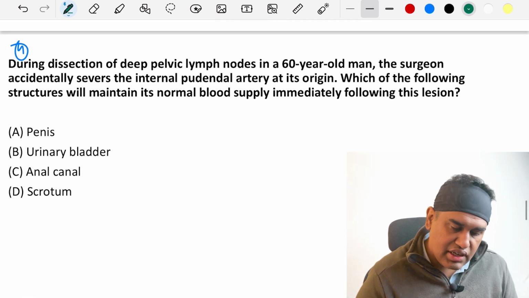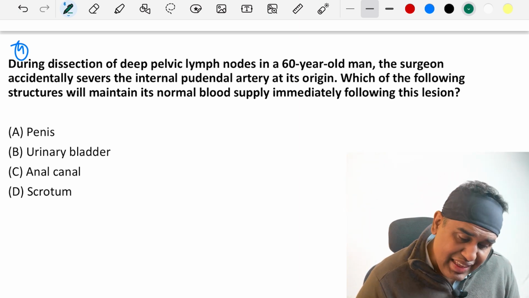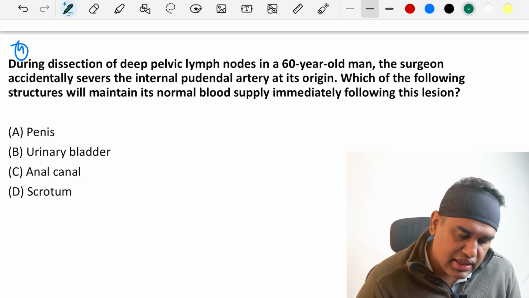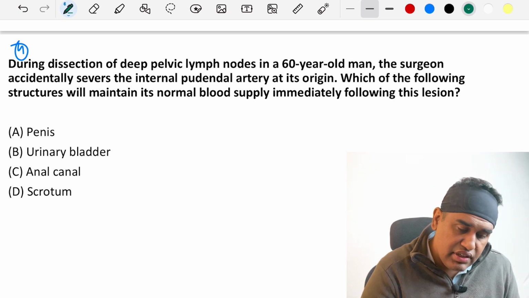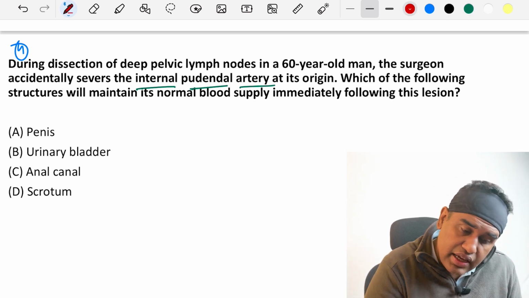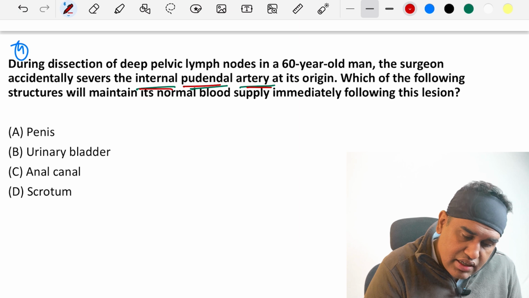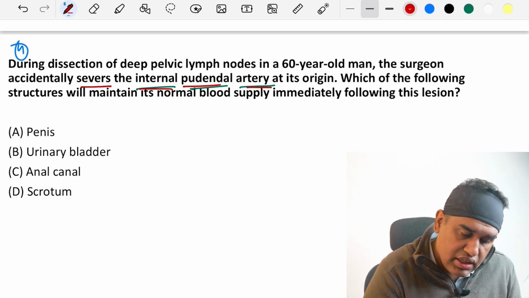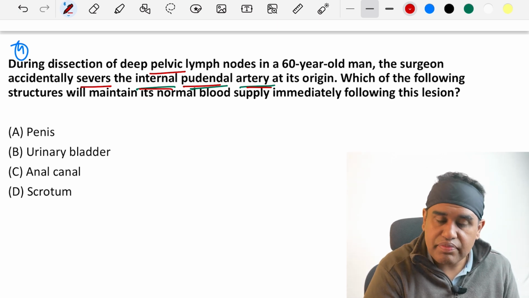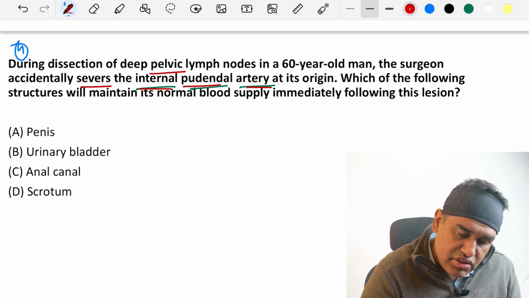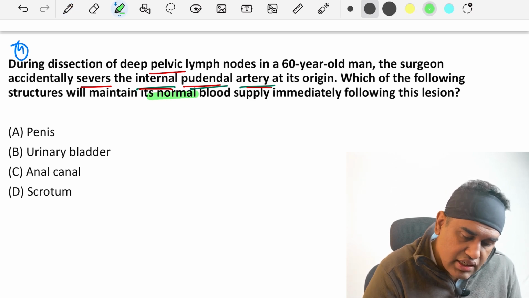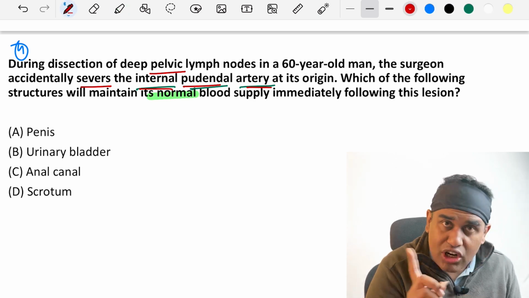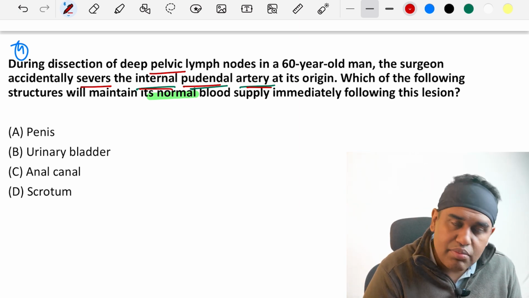Let's see the fourth question. During dissection of a deep pelvic lymph node in a 60-year-old, the surgeon accidentally severs the internal pudendal artery at its origin. So the internal pudendal artery is cut at the origin during dissection of the pelvic region. Which of the following structures will maintain its normal blood supply immediately following the lesion? So they are asking which structure out of these four is not supplied by the internal pudendal artery.